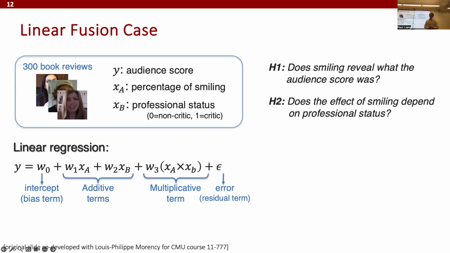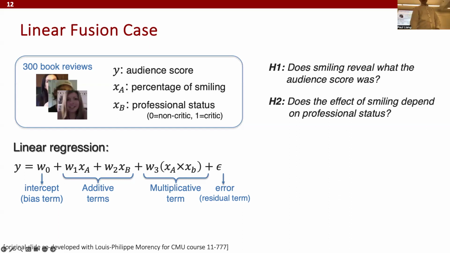And then the second hypothesis is a bit more interesting, which is: does the effect of smiling depend on professional status? So now you're asking a question about how these two modalities interact, right? When I am not a critic, I just review books as a hobby, what does my smiling indicate about how good the book is? Versus when I'm a critic and I'm doing this for my occupation, what is the effect of smiling on how good the book is?